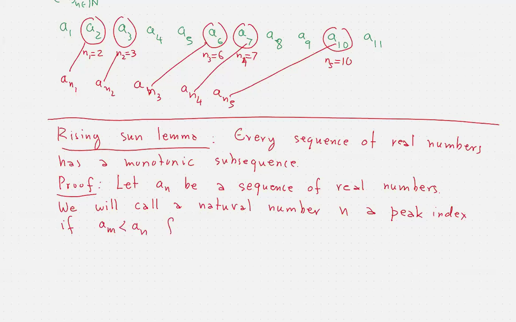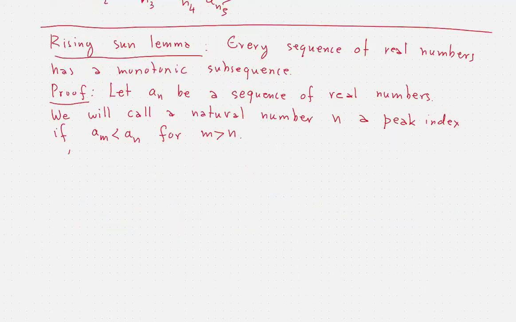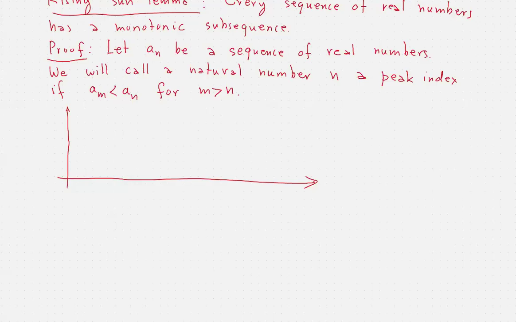Okay, so to understand what this means visually, if we were to plot the graph of the sequence, I mean, we don't usually plot graphs of sequences for a very simple reason, because they just consist of isolated points. They don't look that interesting. But if we were to do that, we would get a picture like this, then a term will be called a peak index. So let's say that the number 5 is a peak index.